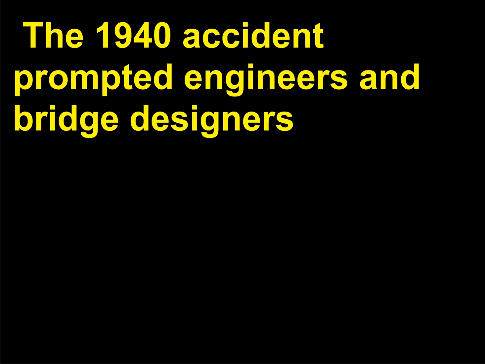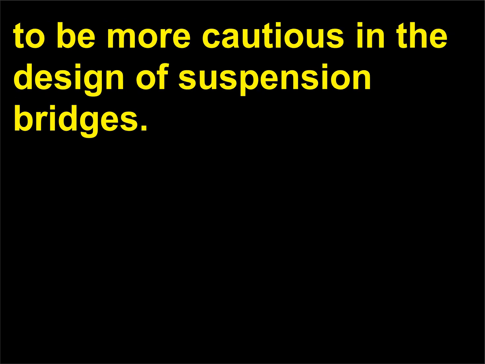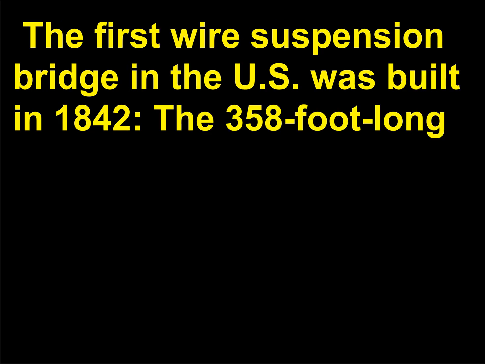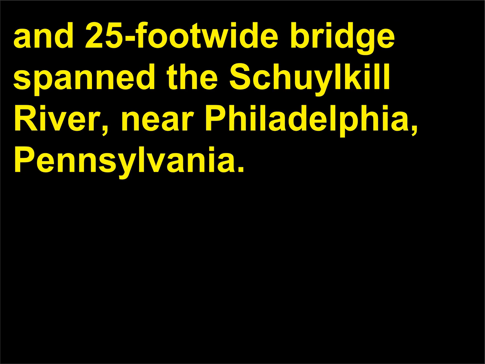The 1940 accident prompted engineers and bridge designers to be more cautious in the design of suspension bridges. The first wire suspension bridge in the U.S. was built in 1842. The 358-foot long and 25-foot wide bridge spanned the Schuylkill River, near Philadelphia, Pennsylvania.